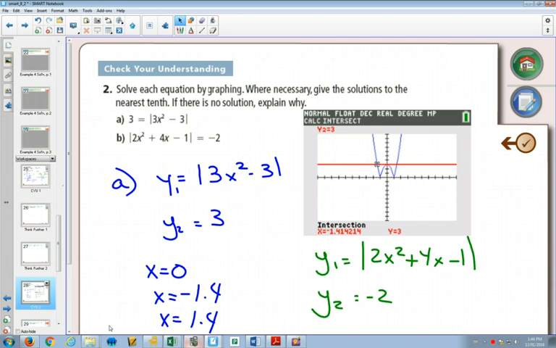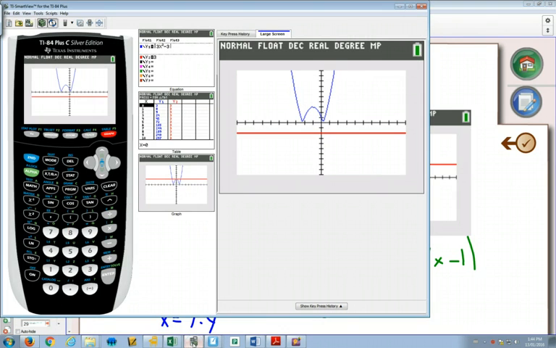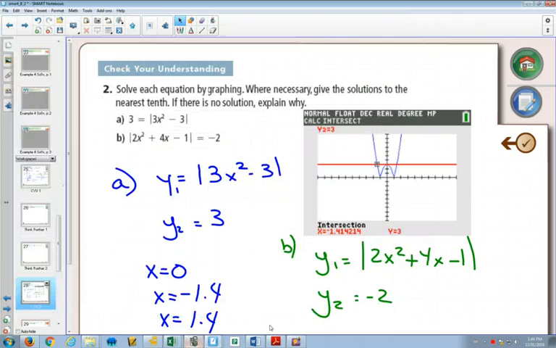Okay, so for part B, here in green, in y1 you could type the absolute value of 2x squared plus 4x minus 1. In y2 you could type in negative 2. Now graphically, when we actually go to graph this, what do we notice? There's no intersection points. In fact, now that you look back at the equation, what does an absolute value do? It always makes a number positive. So will it ever equal negative 2? No. So we can see both graphically and just by looking at this that there's going to be no solution.